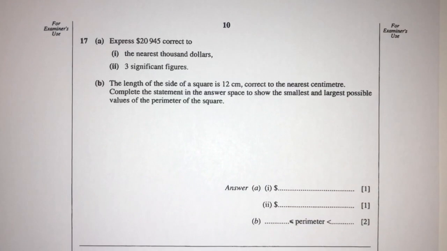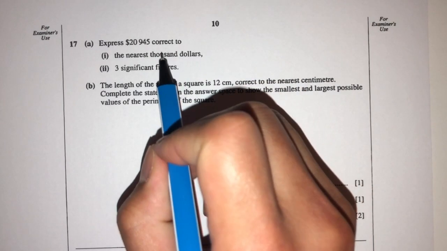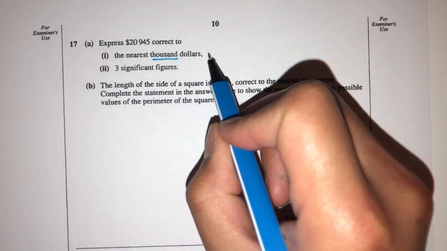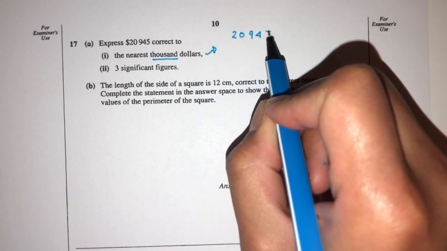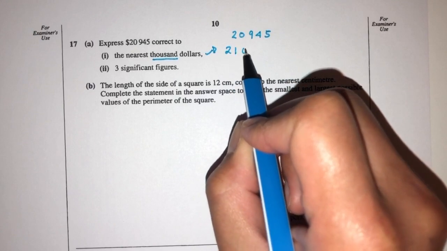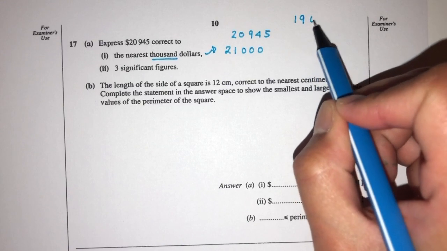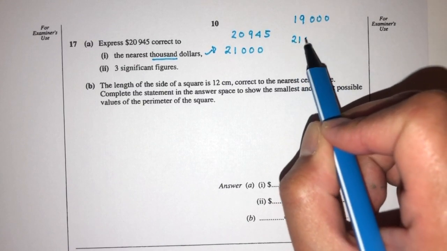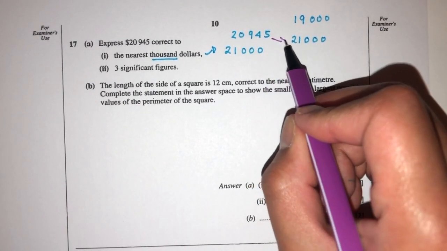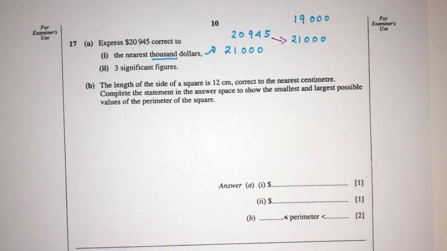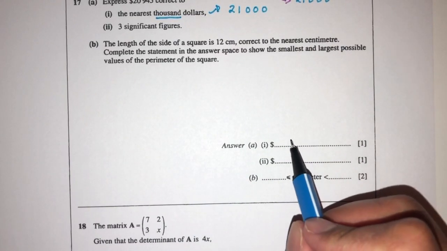Now let's move on to question number 17. Here we have to express this value correct to the nearest $1,000. So pretty easy. Here we have $20,945. So to the nearest 1,000, that will be 21,000. That makes sense, right? Because we only have two choices. Is it going to be 19,000 or is it going to be 21,000? As you can see, the digit right here is more than 5, so it is closer to 21,000. That will be part 1 of the question, so 21,000.